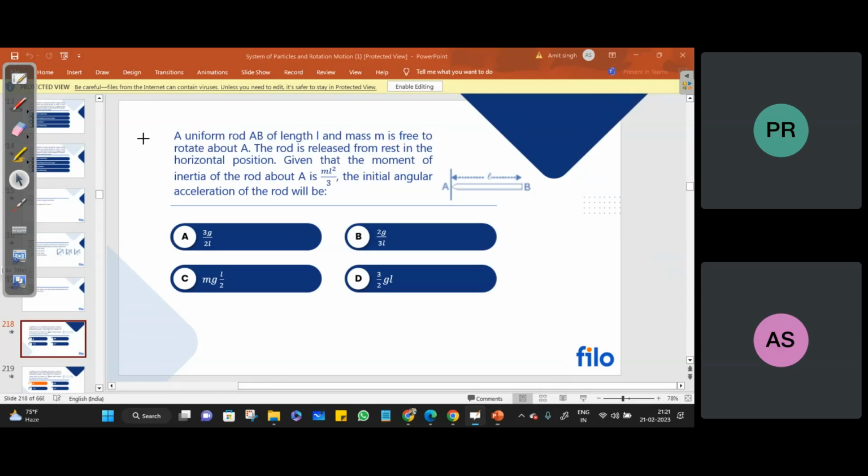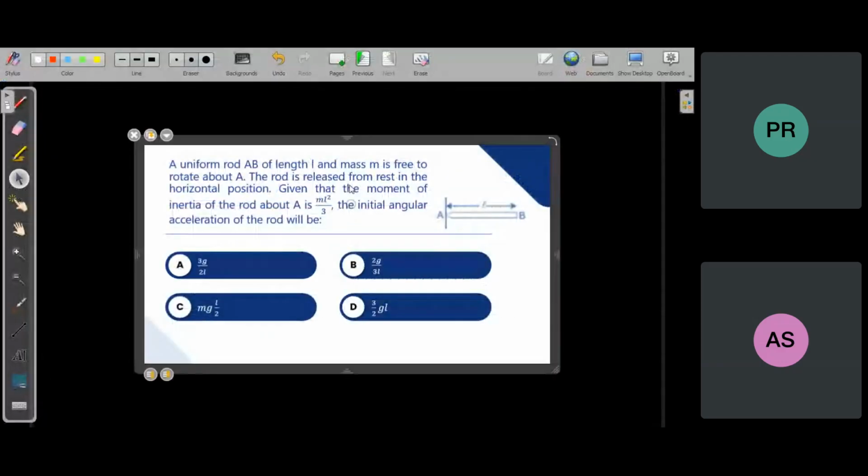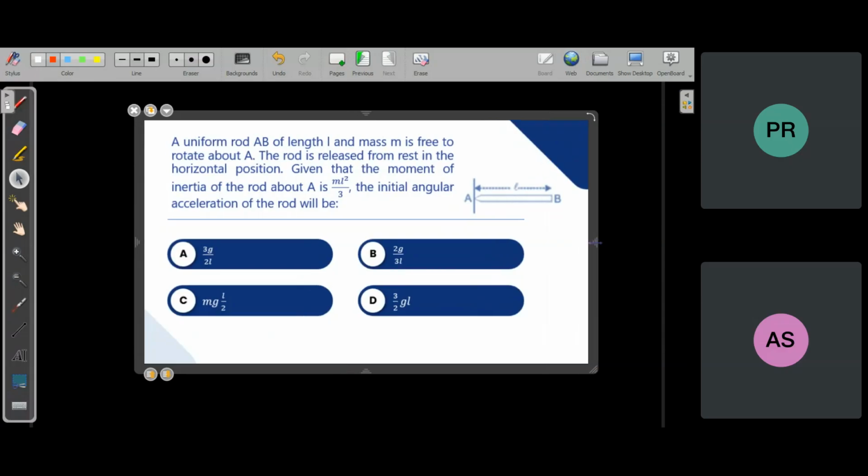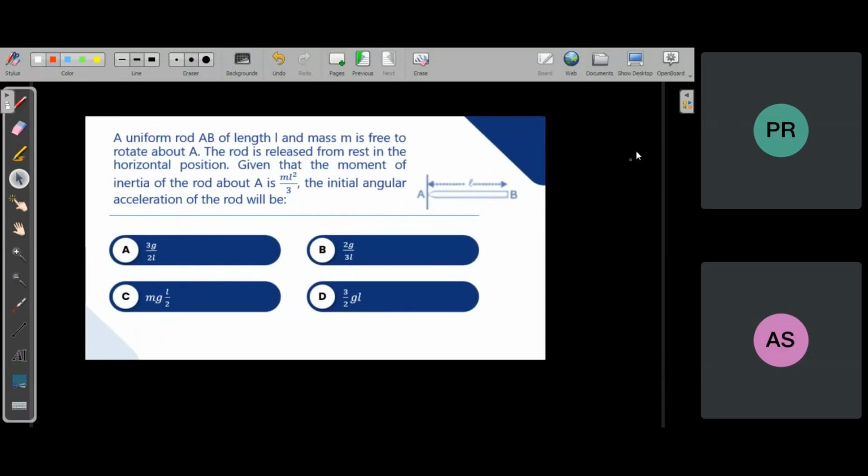Try this question. If you have already tried, then you can tell me and I'll give you another question. Have you already tried this question? If not tried, then you can try. Okay, try. Just tell me the equation.